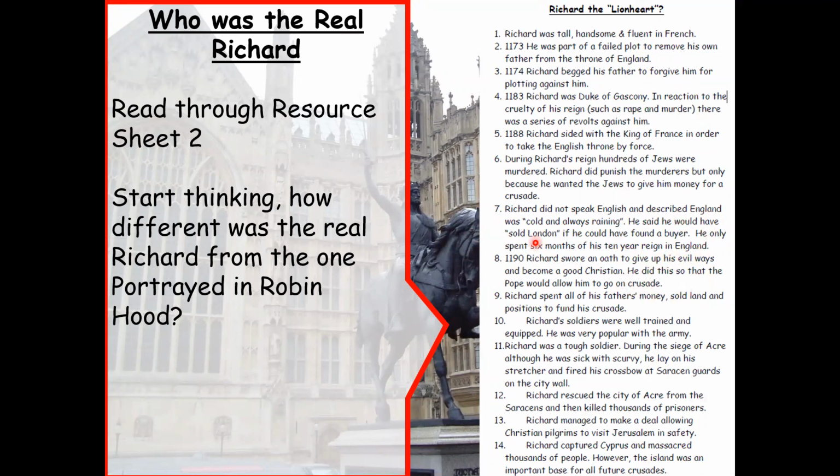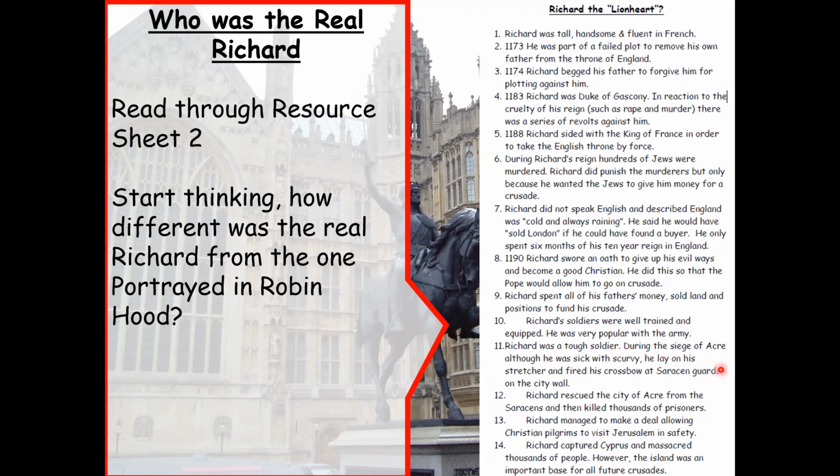And he would have sold London if he could have found a buyer. And he only spent 6 months of his 10-year reign in England. In 1190, he swore an oath to give up his evil ways and become a good Christian, so the Pope would allow him to go on crusade. He spent all of his father's money, sold land and positions to fund his crusade. His soldiers were well trained and well equipped, and he was very popular with the army.